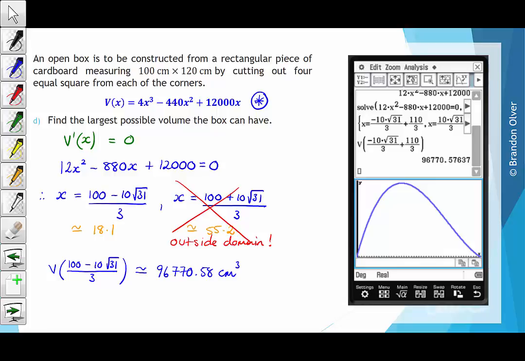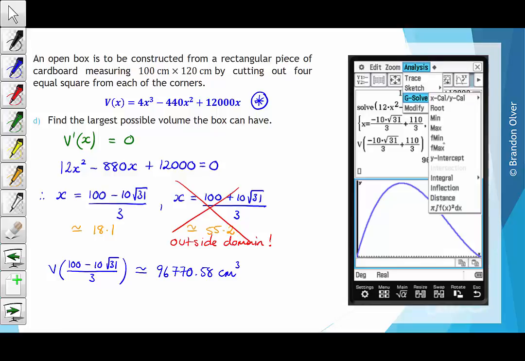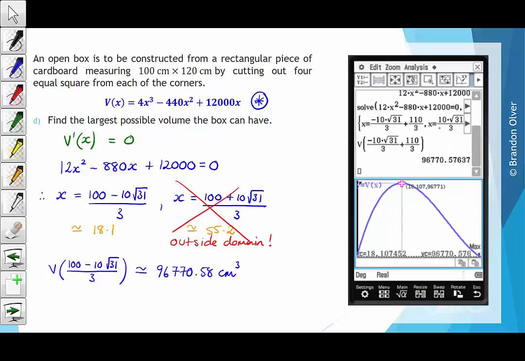And to find that maximum, we can go analysis, gsolve, max, and that gives it at 18.1, which was the x value which gives the derivative equal to 0. And we can see that our y value, or the volume value, is 96,770.58, correct to 2 decimal places as well, which shows that this is in fact a maximum for the volume. Therefore, our calculator confirms that the maximum volume that this box can have is 96,770.58 centimeters cubed, correct to 2 decimal places.